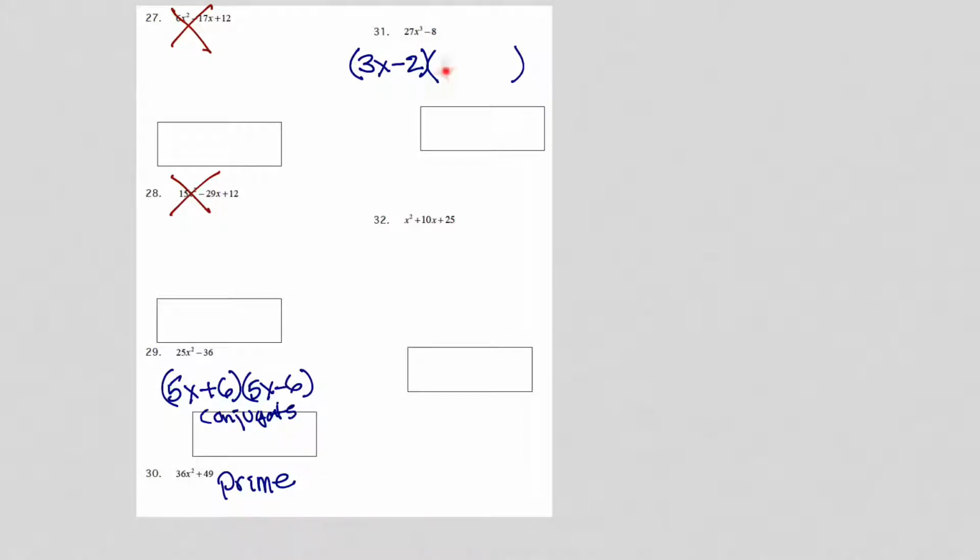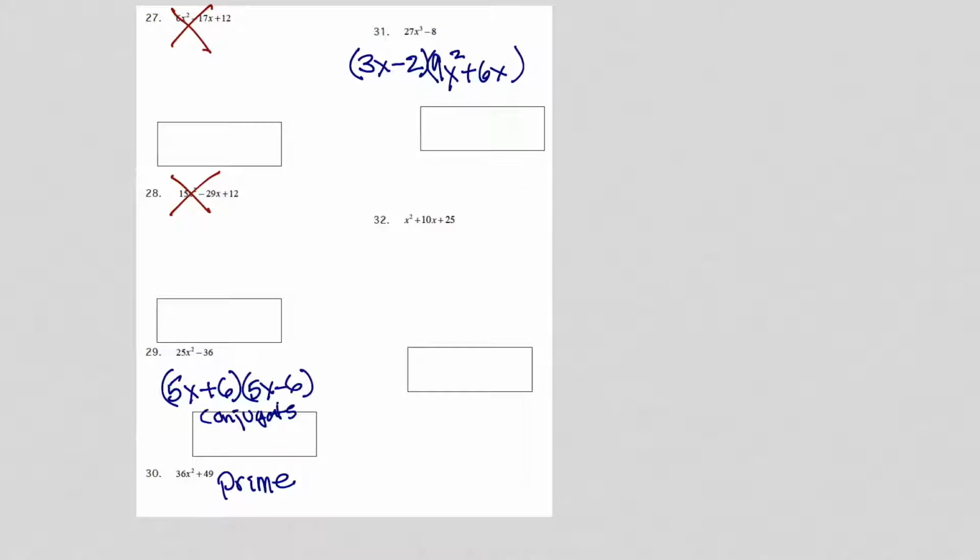Now, to get the three terms, we use the two terms and run it through a template. So just say it to yourself and write what you say. So we square the first. 3x times 3x, 9x squared. Then multiply these two together and change the sign. So if you multiply them together, you get positive 3x times negative 2. That's negative 6x, but you change the sign, so you get plus 6x.